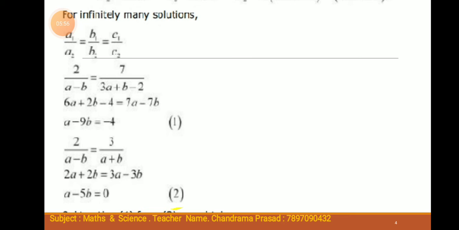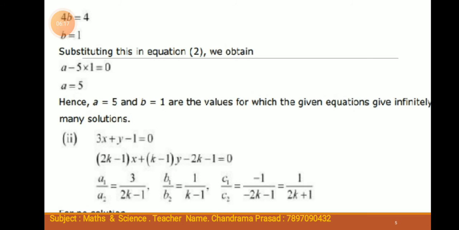These two equations we solve by the elimination method. Therefore, equation 1 is subtracted from equation 2. Therefore, you can write 4b equals 4, or b equals 1.